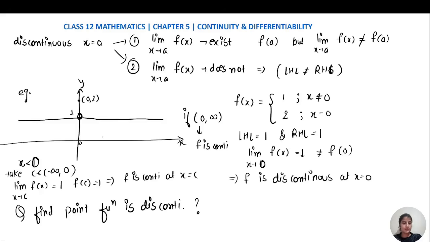So in this example, our f is discontinuous only at x equals 0. How many discontinuous points are there? Only 1. This type of question always comes in the exam: we have to find how many points are there where the function is discontinuous. So we just have to check whether the function is continuous or not, and find the points where it is discontinuous.